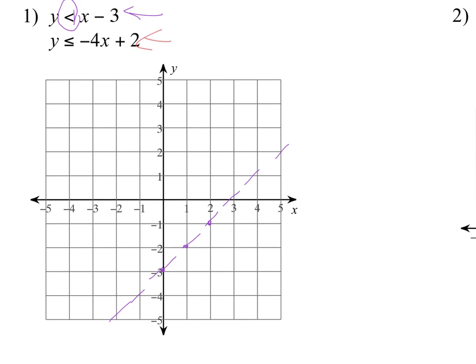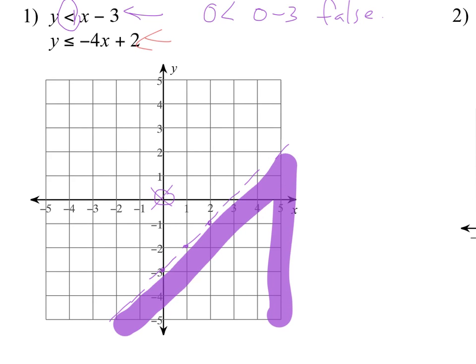Okay, next thing I'm going to do is to check the point 0, 0. It's not on my graph, so I can use that. And I get 0 is less than 0 minus 3, which is false. If it's false, I'm not going to color on that side of my line. In fact, I'm going to color on the opposite side. So that'd be this side of my graph.